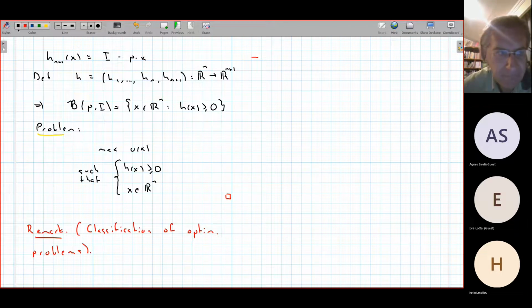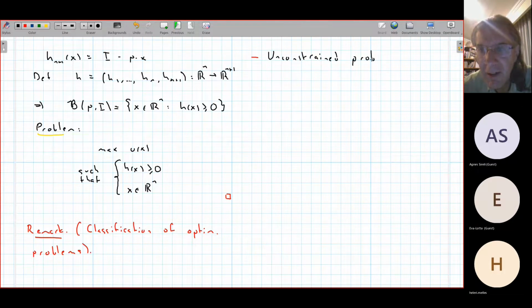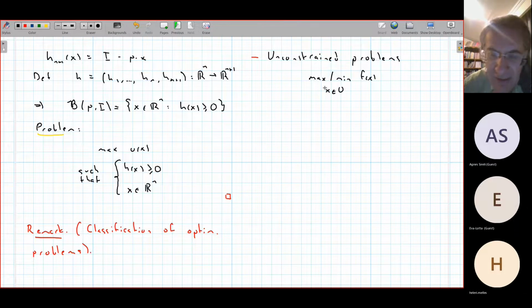Okay, so some problems are what we called unconstrained problems. These are problems of this form: they are just maximize or minimize some function f of x when x is in some set U. So they're unconstrained because there are no additional constraints.